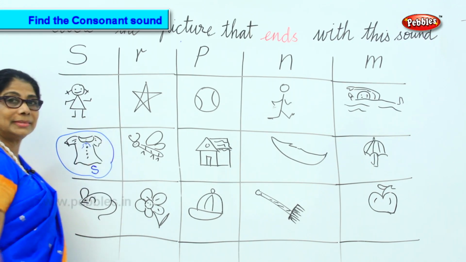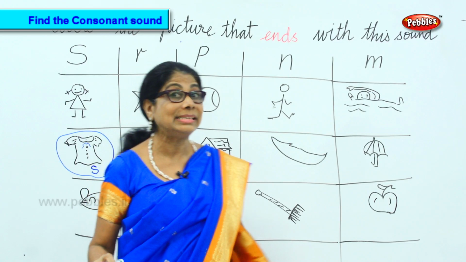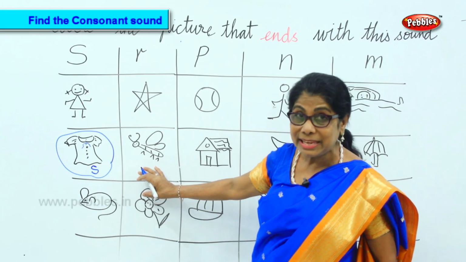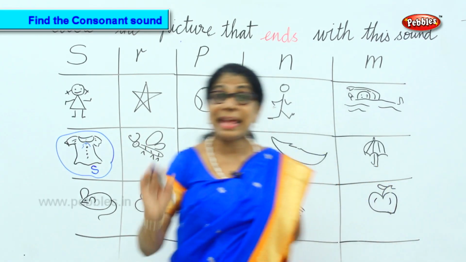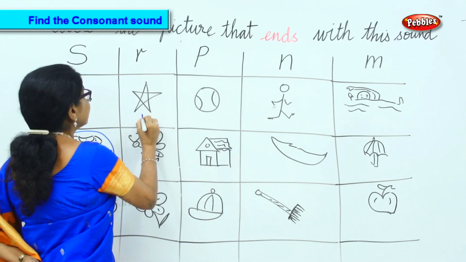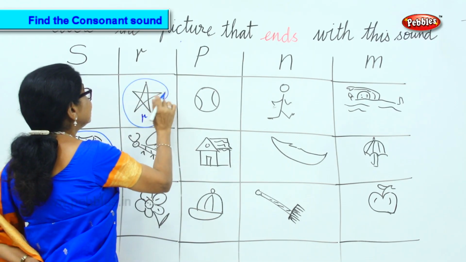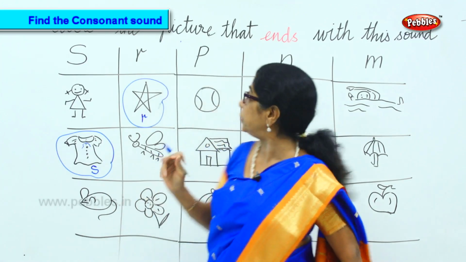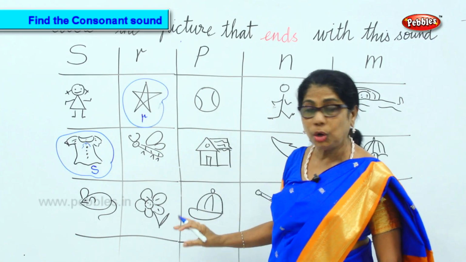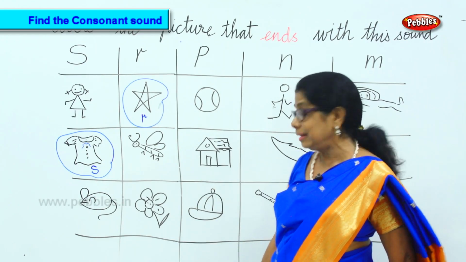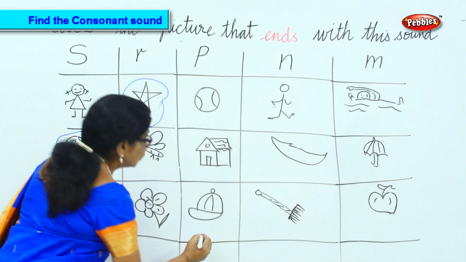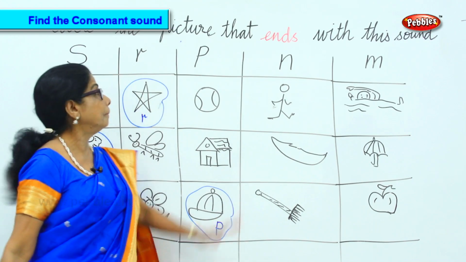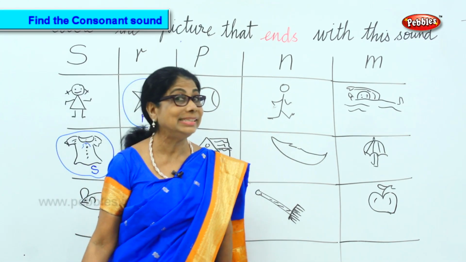Alright? Dress. The second sound is R. You have flower, you have a bee, and you have a star. It ends with R, star. So we circle star. The next sound is P, P, P. And we have ball, we have a house and a cap. So cap ends with P. Okay? P.